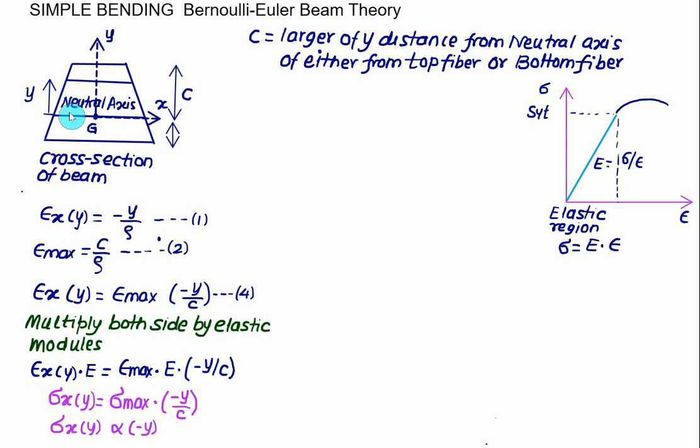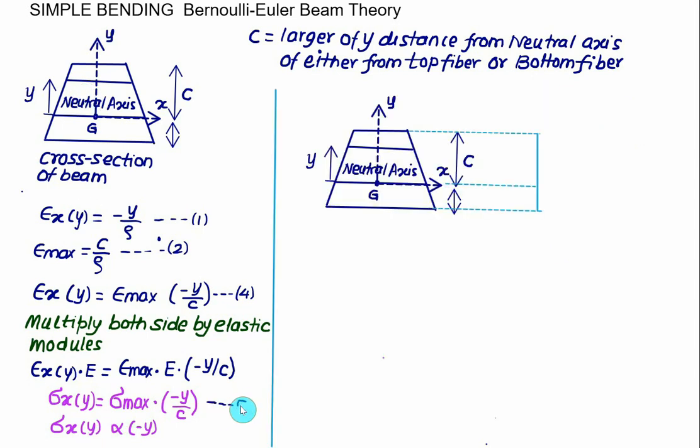So we have to set up our axis system at the centroid. The horizontal axis will be x and the vertical axis y. According to that, we have to show the distribution here. So this one is our equation number 5. Using this equation, we can show the distribution of stress for the given cross section.